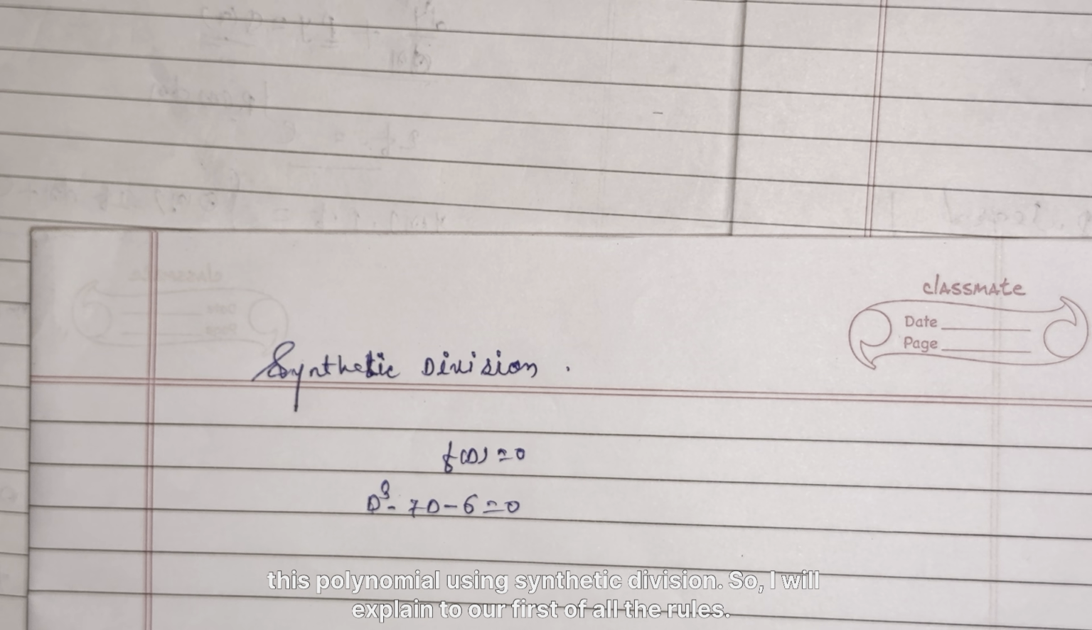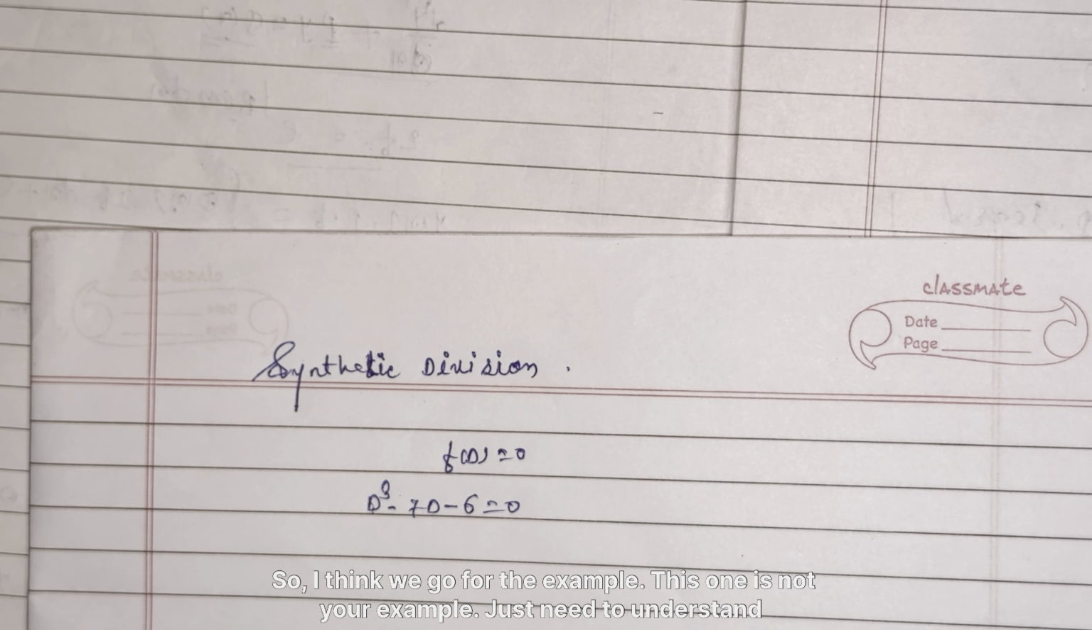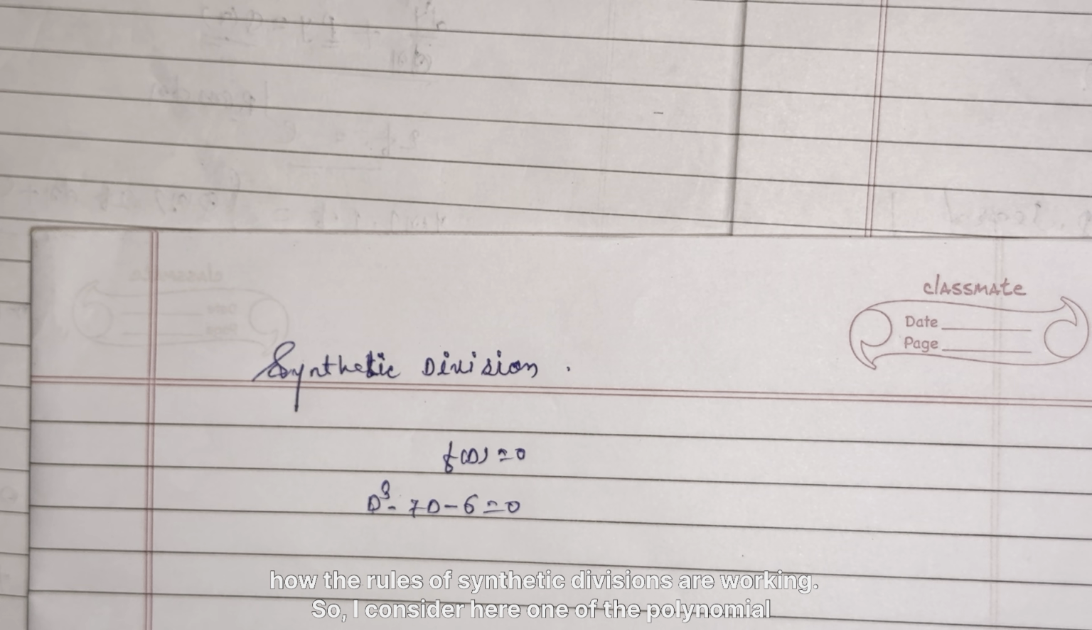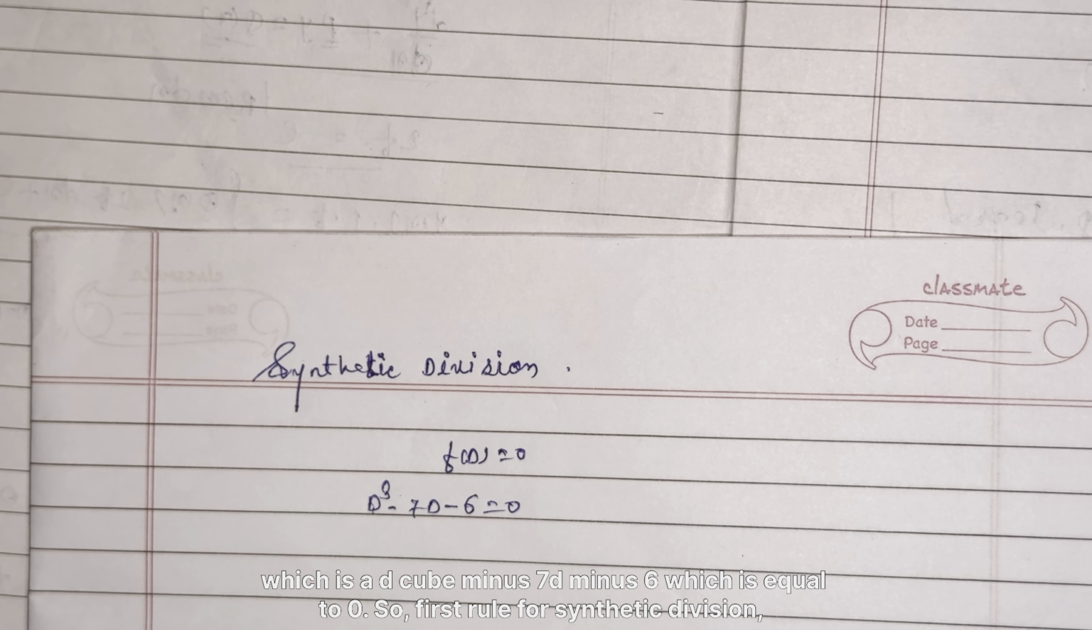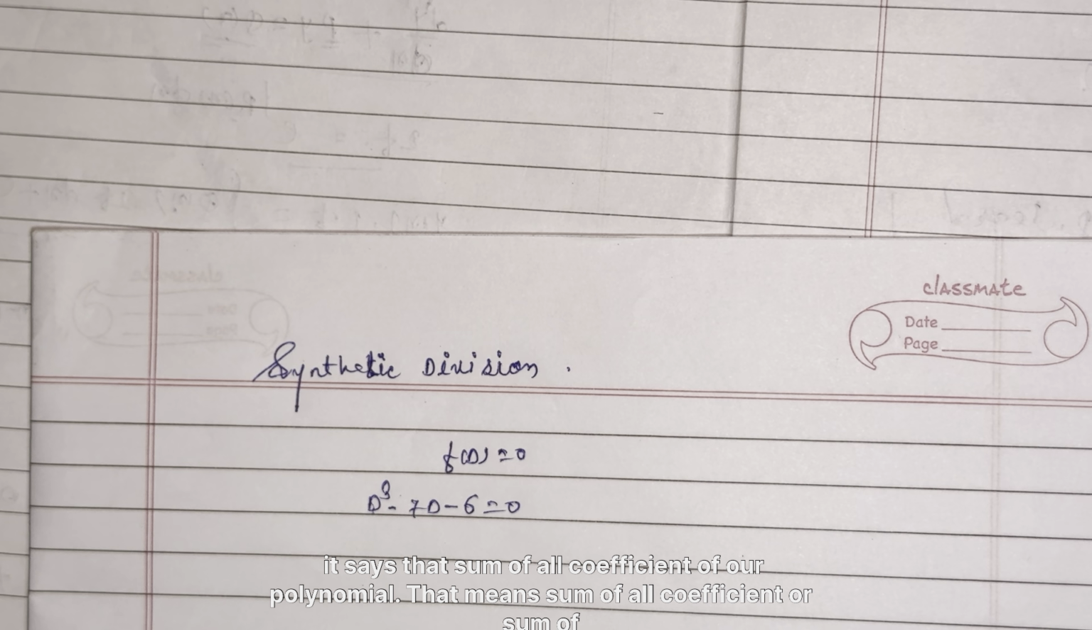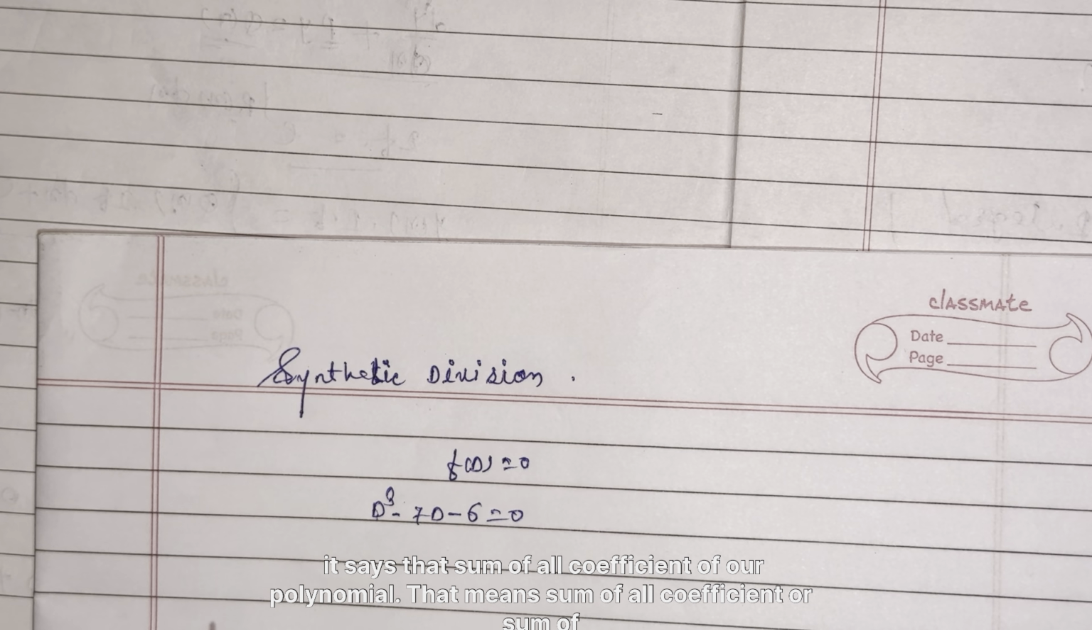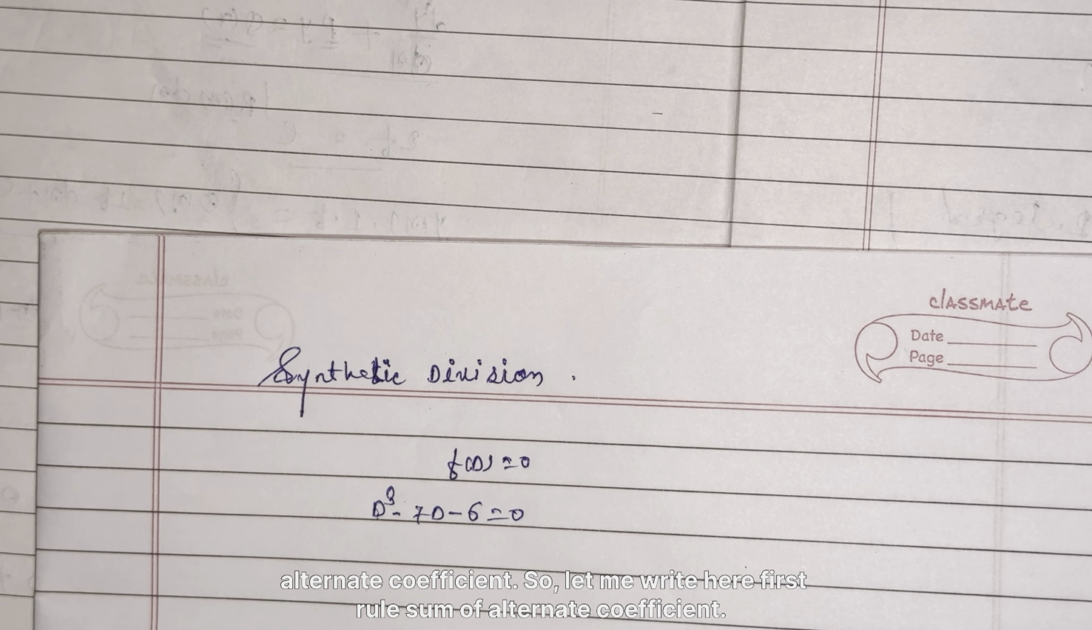First of all I will explain the rules, and at the end we go for the example. This one is not your example, you just need to understand how the rules of synthetic division work. So I consider the polynomial D cube minus 7D minus 6 equal to 0. The first rule says that we look at the sum of all coefficients or the sum of alternate coefficients of our polynomial.